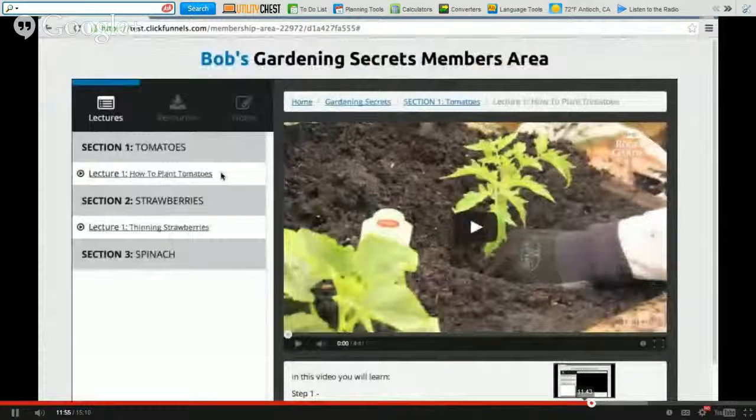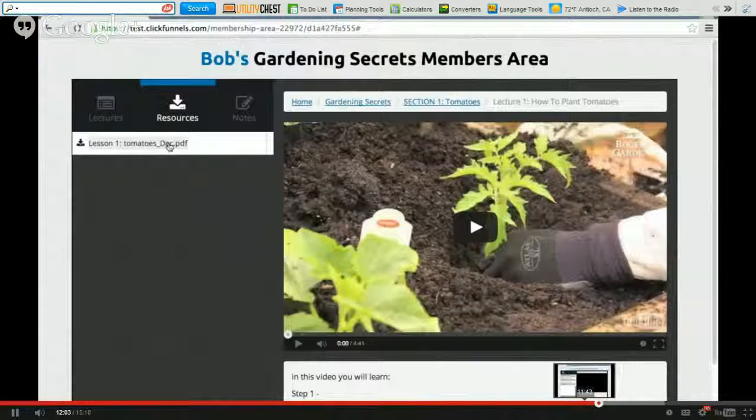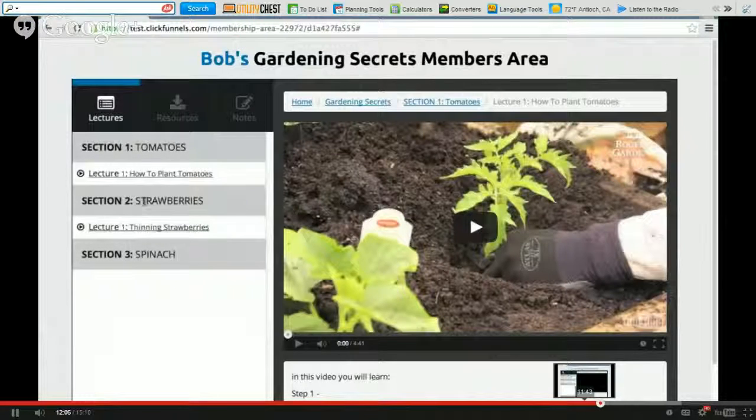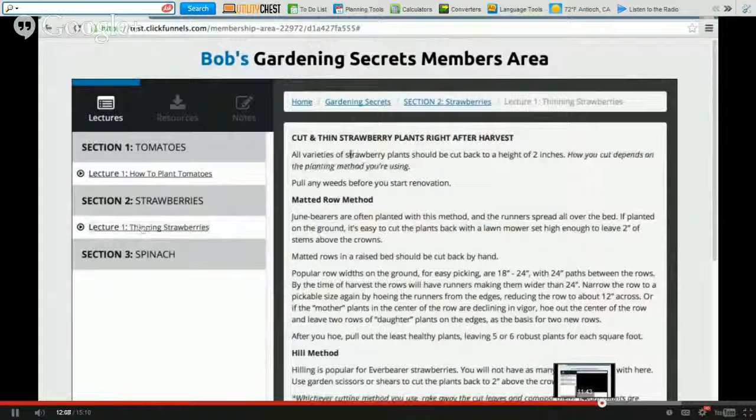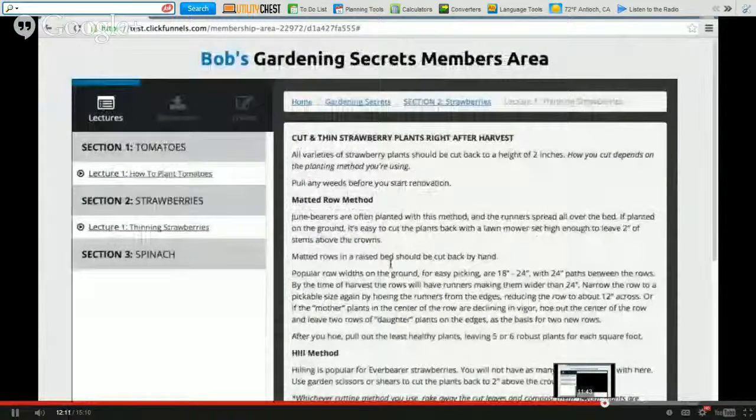Lesson number 2, you'll remember, will show up in a week because we set it to show up a week later. Oh, I like the fact that you can put it on a timeline. Section 2, strawberries. This one we didn't have a video for. Instead, we just put in the content directly in there so they can read that and understand that lesson. Section 3 I didn't populate.